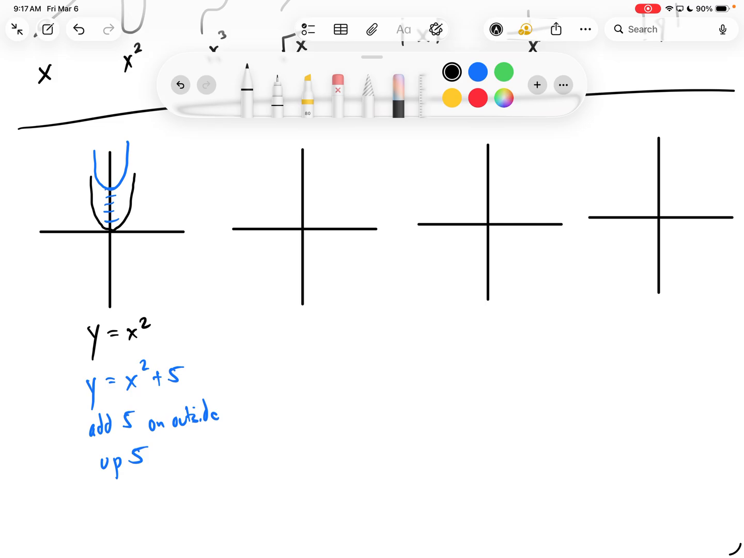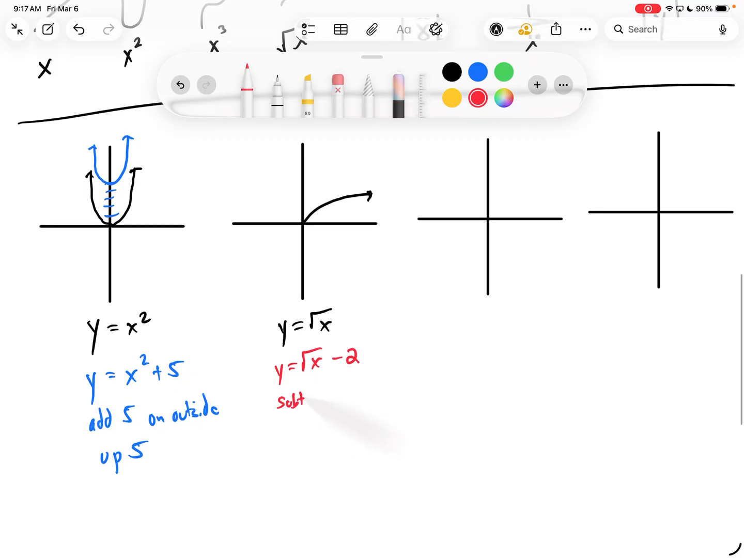So you can do this with any function though. Even if I do the square root of x, which looks like this. I haven't been putting arrows on them, but an arrow just means they go on forever. So that's my original square root of x. When I take that and subtract 2, again, that's on the outside because it's outside the square root. So subtract 2 on the outside. This is going to go down 2. So I just take that same graph and move it down 2, and it just shifts it down.